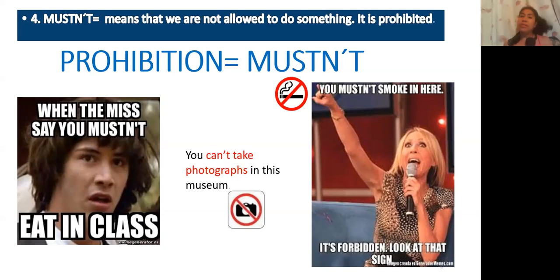Like my example. You mustn't smoke in here. It's forbidden. Look at that sign. Or you can't take photographs in this museum. So, mustn't negative means prohibited.